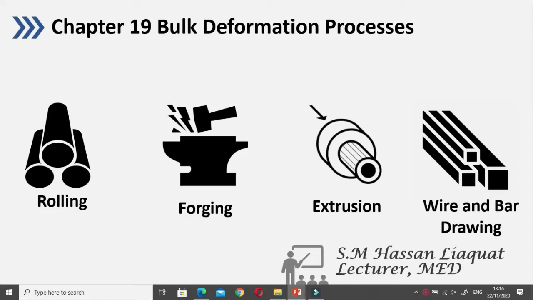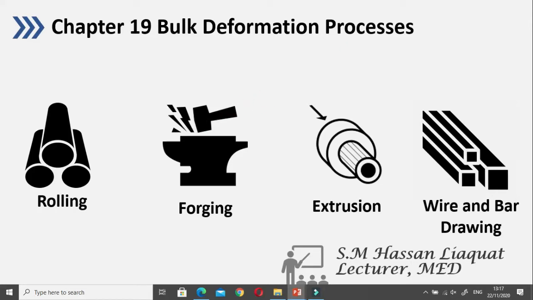Welcome to the third lecture of week 5. In the last few lectures we have been discussing chapter number 19 of our course book, that is the bulk deformation process. In the previous lecture we discussed the rolling operation as well as the forging operation, and I told you to read some special rolling processes towards the end of the rolling topic in your course book, and we will discuss some specialized type of forging process in our live sessions.